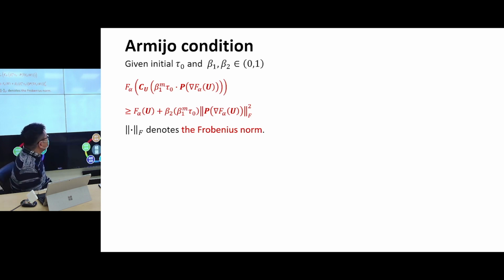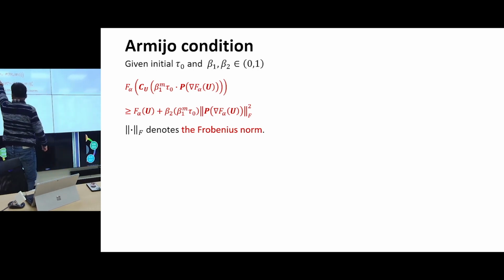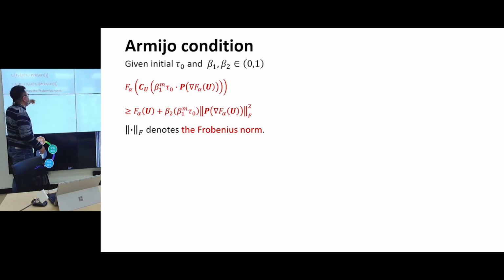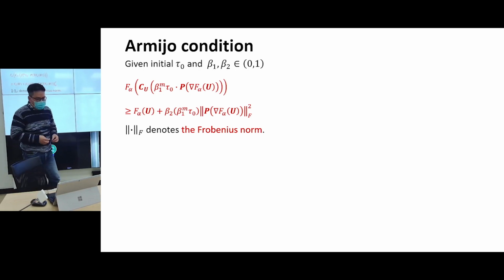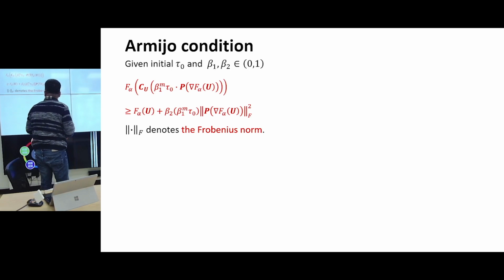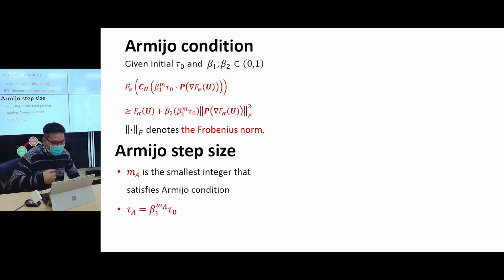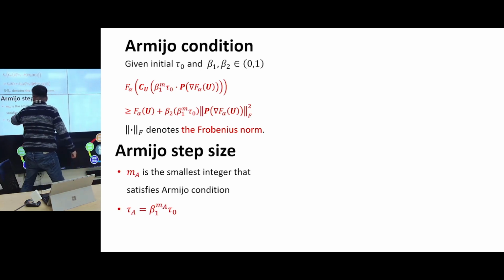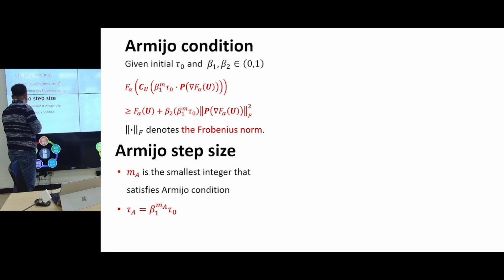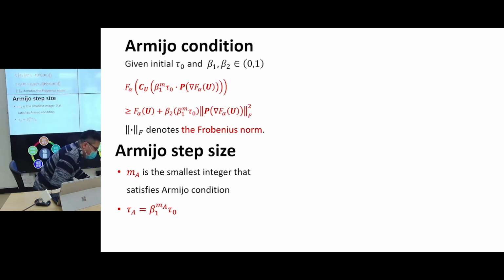Here, norm F denotes the Frobenius norm, and beta 1 to the m times tau 0 represents our step size here. We hope to find the small integer m that satisfies this condition, and we want to find the m_A that is the smallest integer that satisfies the Armijo-Hall condition. We denote tau A as equal to this formula, and tau A is the Armijo-Hall step size. We hope to find the tau A.